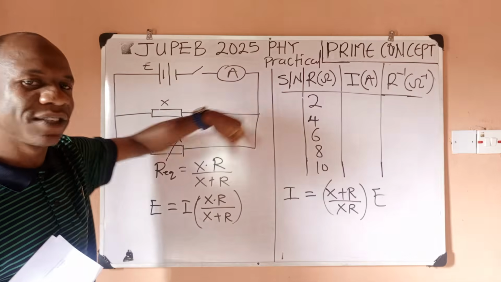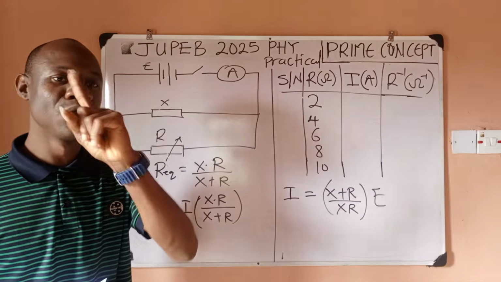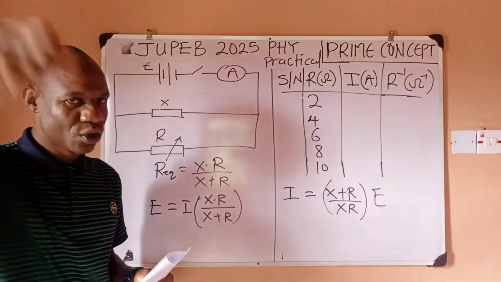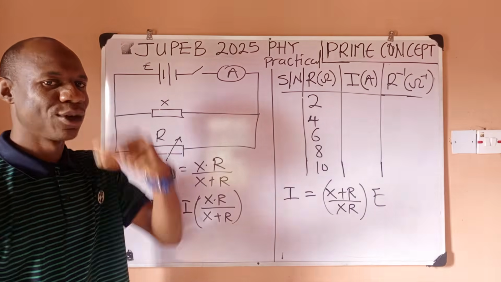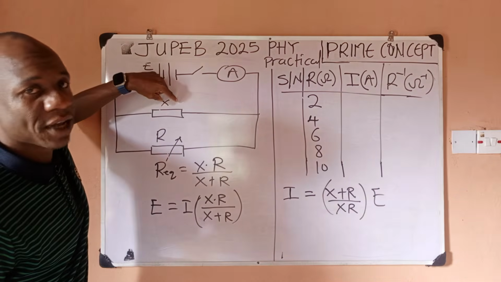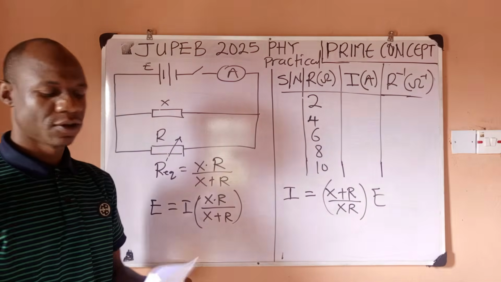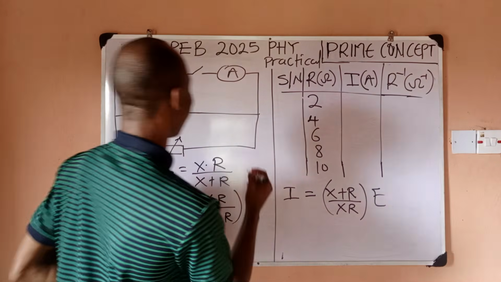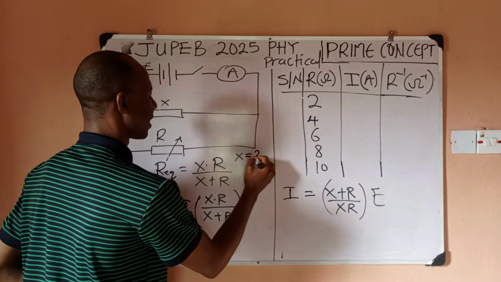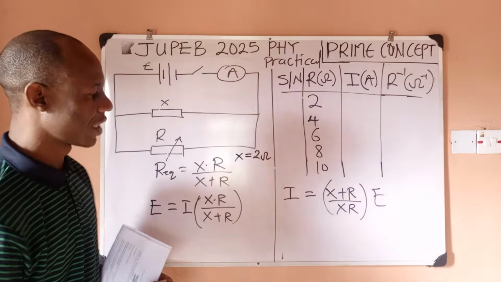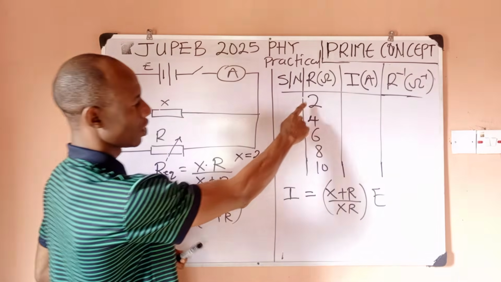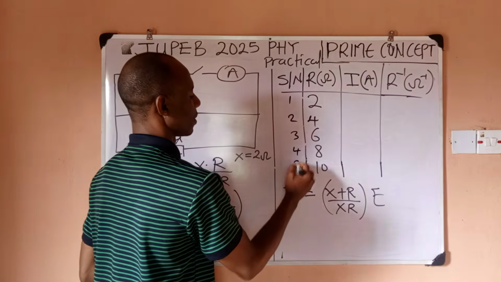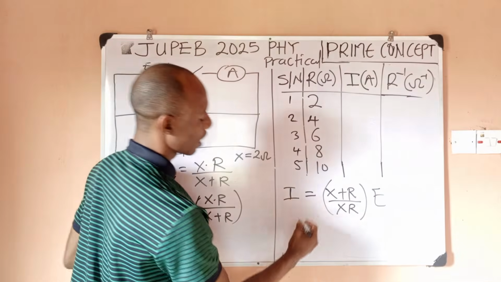So at the end of this experiment, our graph is going to reveal which one we use. You don't even have to be worried, because I will show you at the end of this experiment how you can tell, because they are trying to find out which value of X you use without you knowing. From our graph, I will reveal the secrets to you. We're going to use X as 2 ohms for this experiment. So let's do our first calculation. When R is 2, let's find out what our current would be.